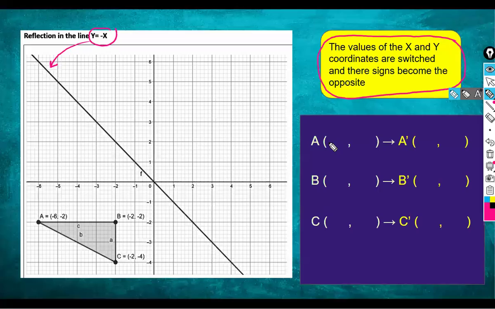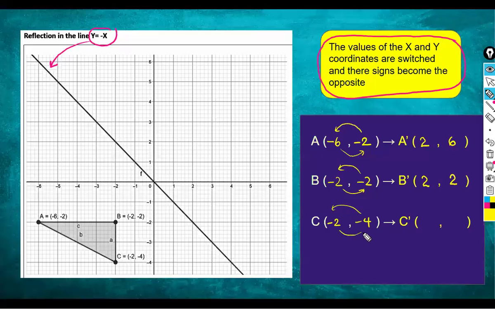So the original A point is (-6, -2). Look down here, (-6, -2). According to this, we not only switch the positions, but when you jump to the new position, their sign will become the opposite. So right now it is -2. When it jumps over here, it becomes +2. And -6, when it goes to its new position, becomes +6. They are switched and become the opposite signs. Point B is (-2, -2). Well, when they switch and make the signs the opposite, you're going to get (2, 2). For C, which is (-2, -4), look here, they switch and become the opposite: (4, 2).